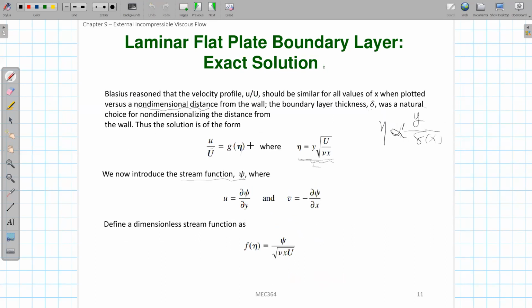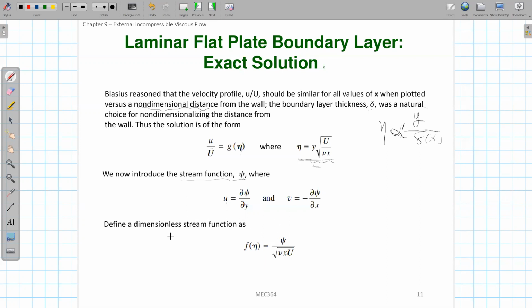Okay, so let's introduce this one, and so this is u and v, and you substitute this, how we see. So let's also define a dimensionless stream function as a function of eta. Let's define the dimensionless function like this, psi.